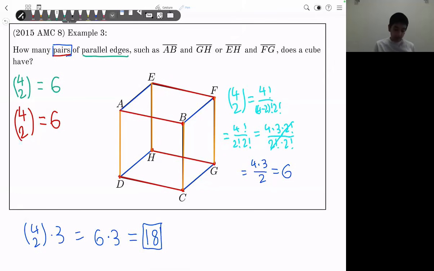So again, if you have any questions, please feel free to put them in the chat or just ask them out loud. And you can see all 4 of the blue edges, all 4 of the orange edges, all 4 of the red edges. You choose any 2 of those groups of colors of edges, and they're going to be parallel. So again, if you have any questions, please ask them.